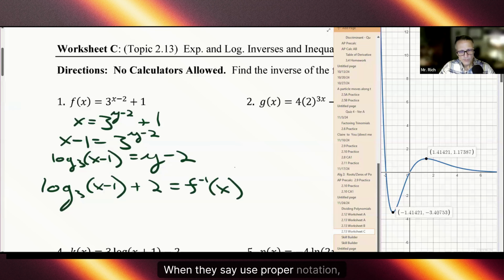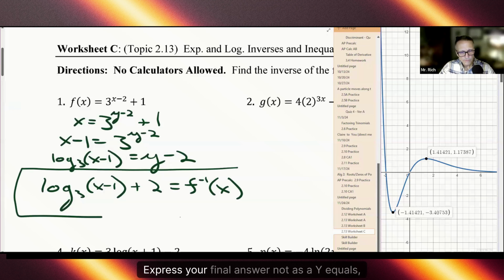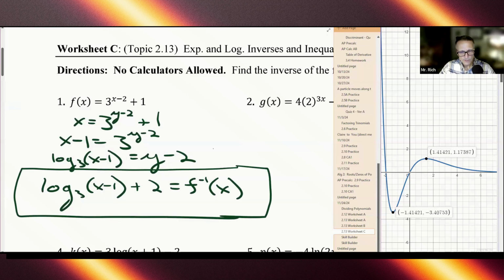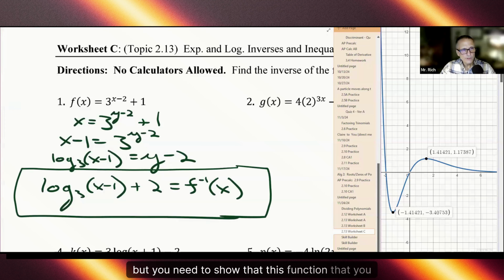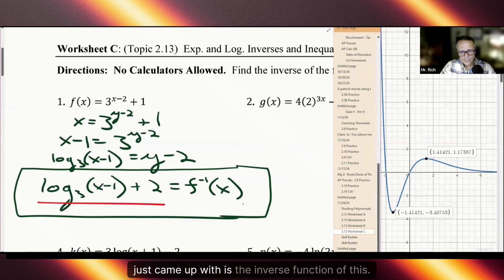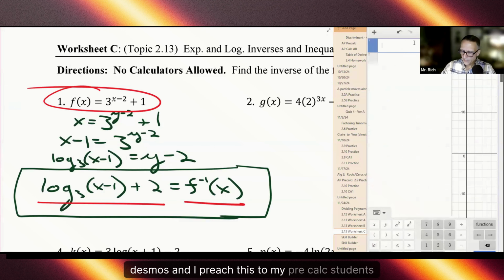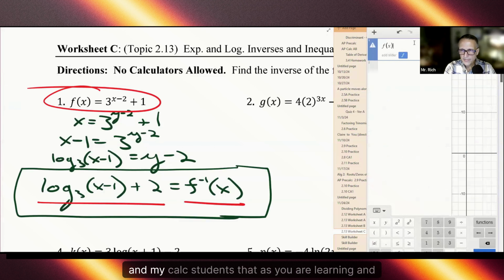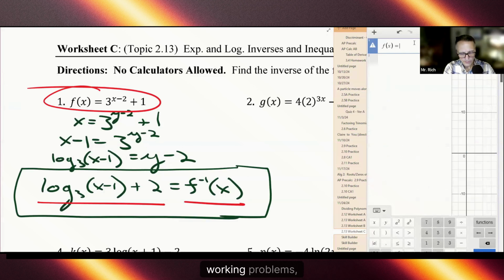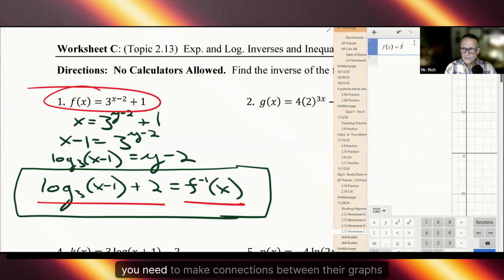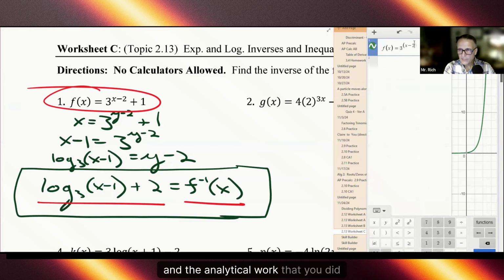When they say use proper notation, that's what they mean. Express your final answer not as a y equals, but show that this function that you just came up with is the inverse function of this. I'm going to graph both of these functions in Desmos, and I preach this to my pre-calc students and my calc students: as you are learning and working problems, you need to make connections between their graphs and the analytical work that you did, so that you can make sense of this and check your work.